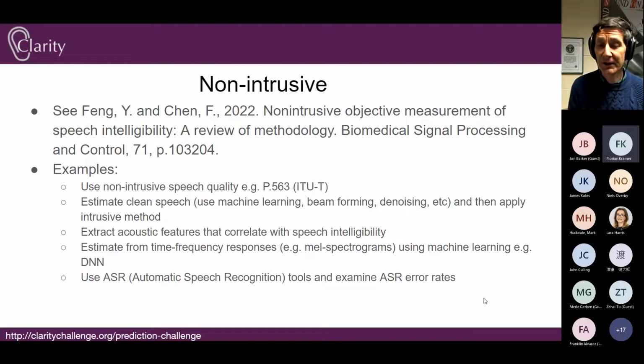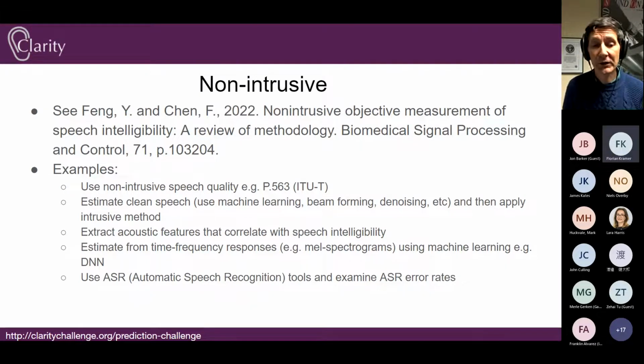Non-intrusive. If you're really interested in these methods, I would strongly recommend this review paper, which only came out about a month or two ago, because it's got everything you could imagine very nicely, comprehensively listed. So it's really nice. And there's a variety of approaches, and these are taken from the paper, but they've got lots of references in there for you to follow as well. In some cases, you use a speech quality metric as one approach. That's even got an ITU standard.